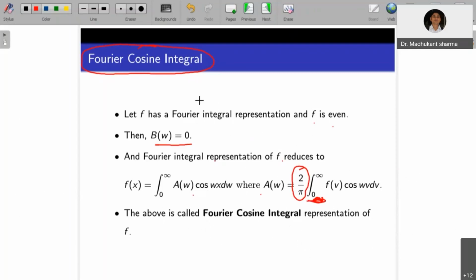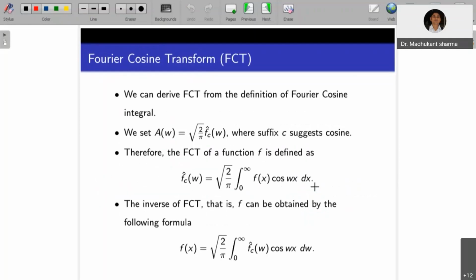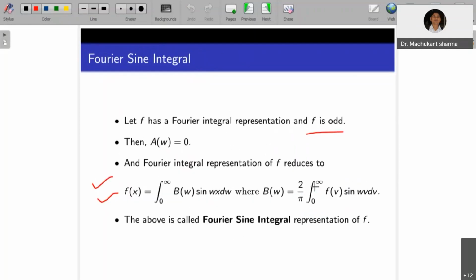For finding the Fourier sine integral representation, you have to substitute a of w is 0. Then you have f of x equals the integration from 0 to infinity of b of w sine of wx dw, where b of w is 2 by pi times the integration from 0 to infinity of f of v sine of wv dv. Right, so this is the Fourier sine integral. In the case of an odd function, it will come naturally. We have seen examples of them.